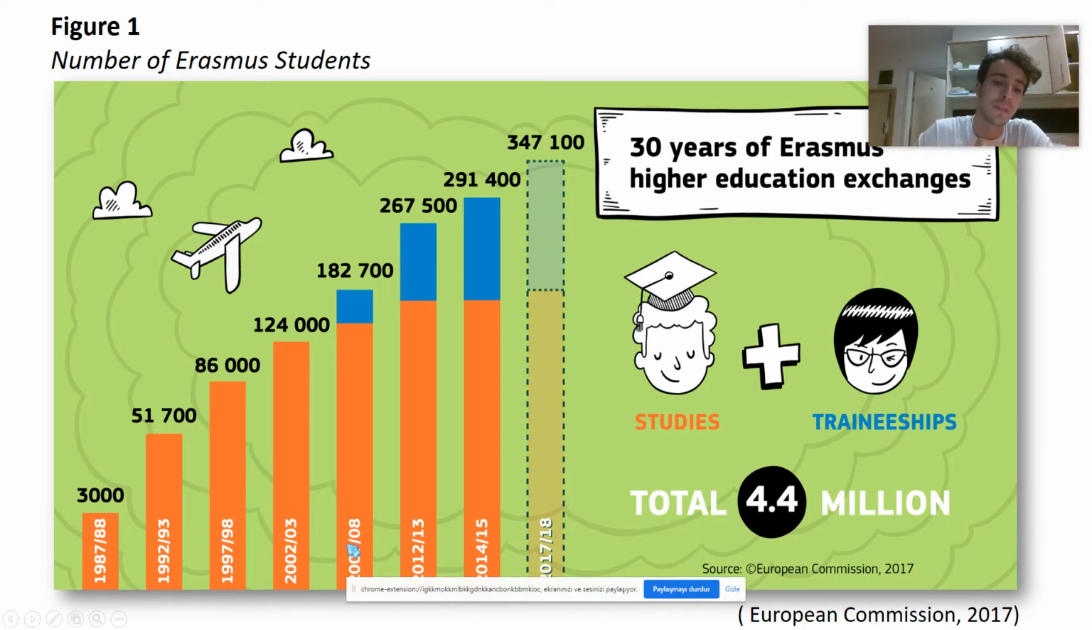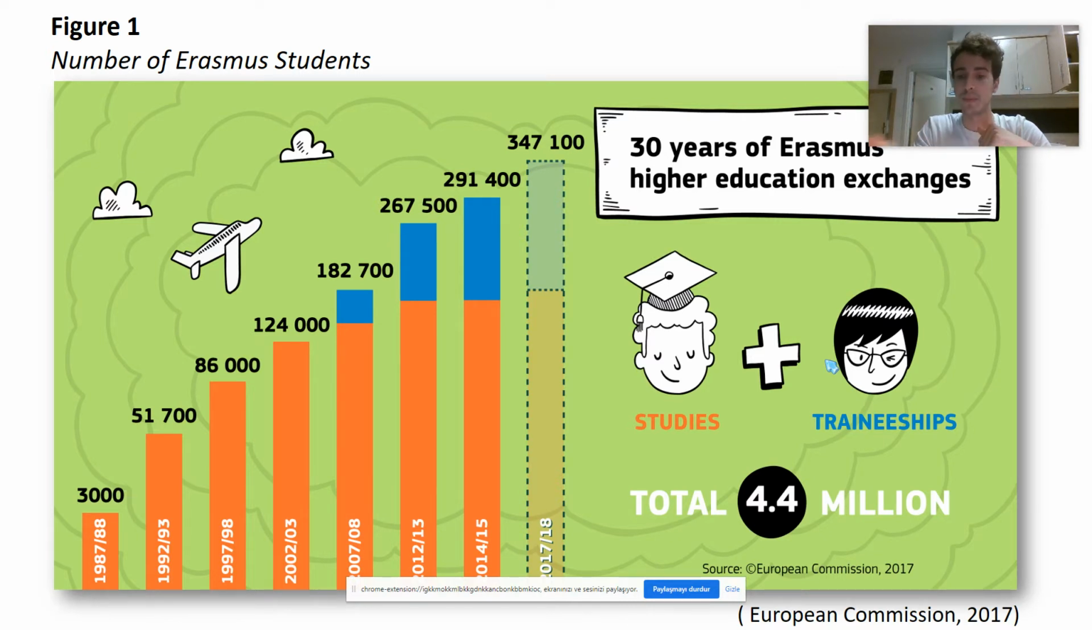As you can see, until 2007, there are no traineeships, but in 2007, the traineeships program is added to the Erasmus program. After it was added, it has a gradual increase until 2017. But in these years, after the traineeships program was added, studies have a slight increase, not that much.